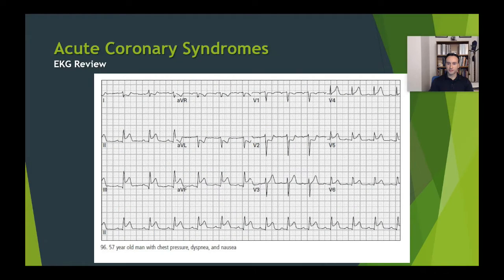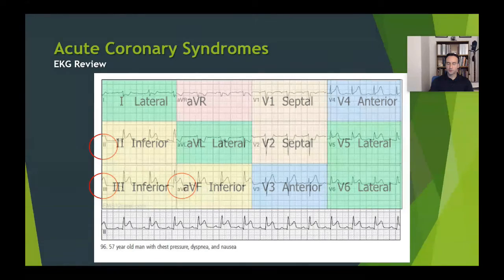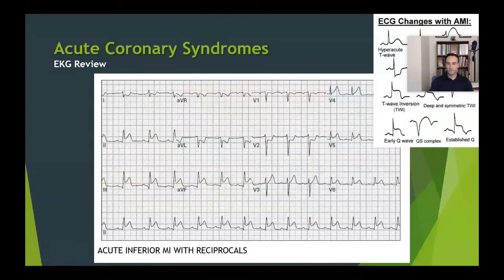So looking at this patient right here, where are our elevations? Yeah, right around here, right? 2, 3, and aVF. We have some depressions in 1 and aVL. So we know that those are our inferior leads where we have the elevations. What would you name this particular infarct? Yep, acute inferior. So a right-sided MI with inferior involvement, depending on the patient's presentation, this would be one that we would be cautious in using nitro.